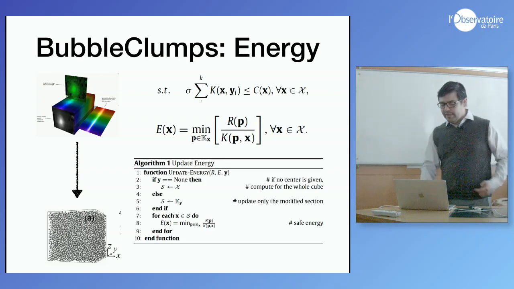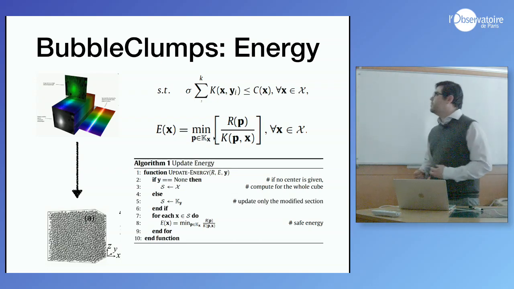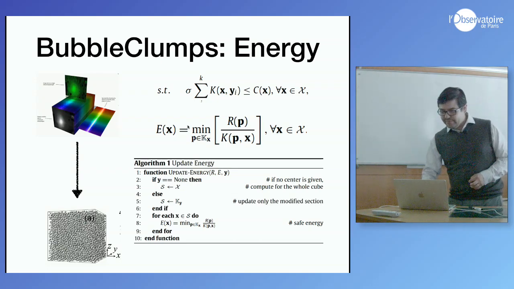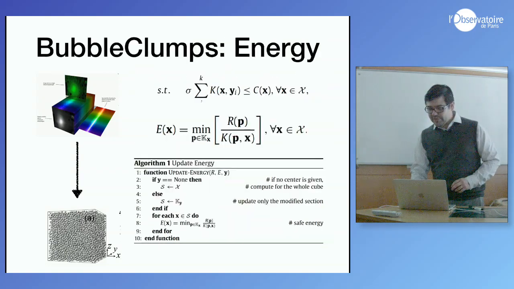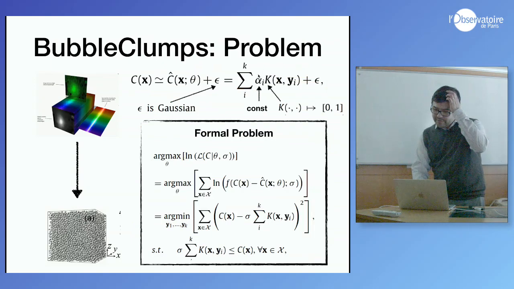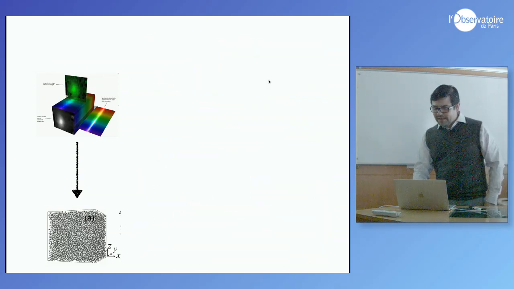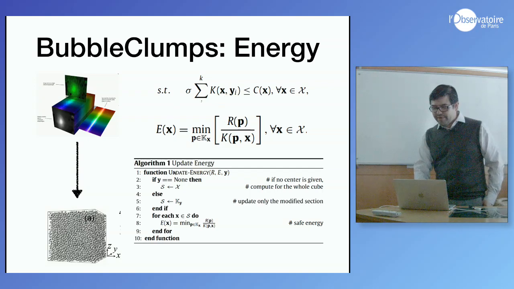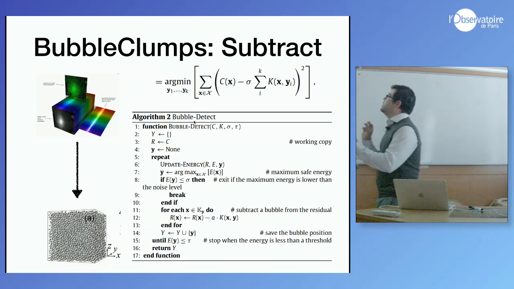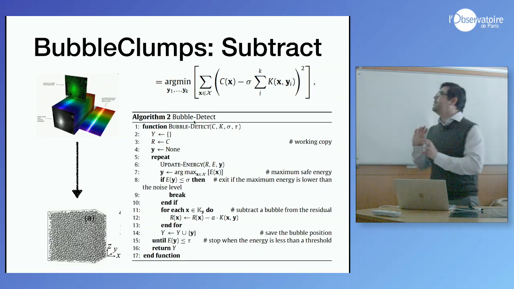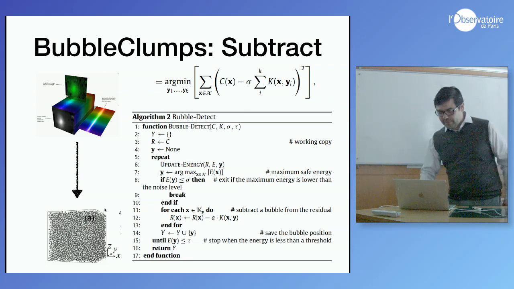And this can be obtained by updating an energy matrix that allows you to subtract these, let's say, bubbles, these Gaussians that have the same structure, and we have an algorithm here in order to update this energy efficiently. So we iteratively get with this other algorithm all the small Gaussians from here in order to end up with a representation like this.